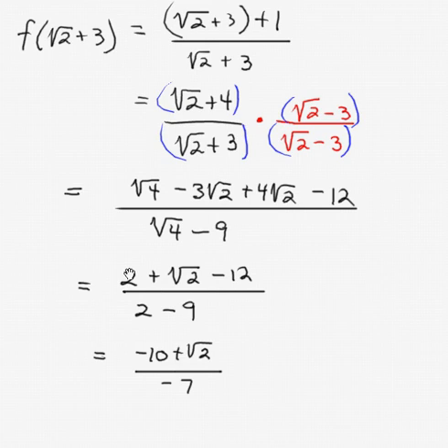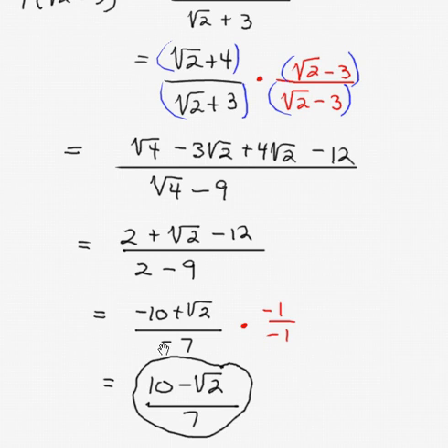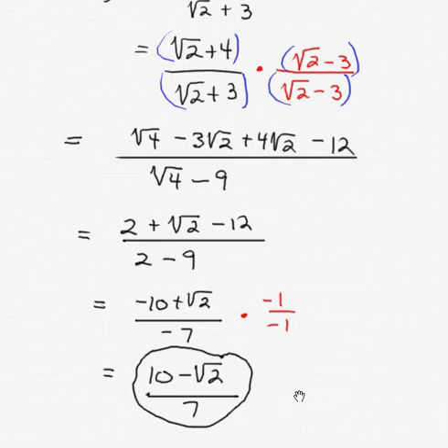In the numerator, 2 minus 12 is negative 10, plus that square root of 2. In the denominator, 2 minus 9 is negative 7. And we normally don't like to leave a negative in our answer either. So if we multiply both the numerator and denominator by negative 1, this becomes positive 10 minus the square root of 2 over positive 7. That's our answer. And that's our look at multiplying binomials that contain radicals and rationalizing the denominator when the denominator is a binomial that contains a radical as well.